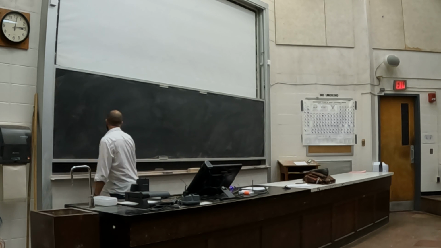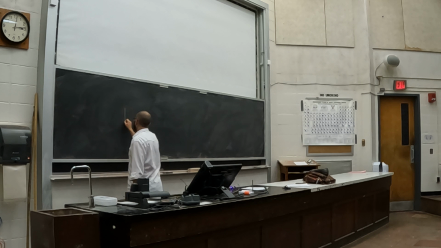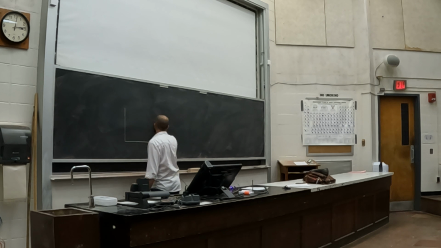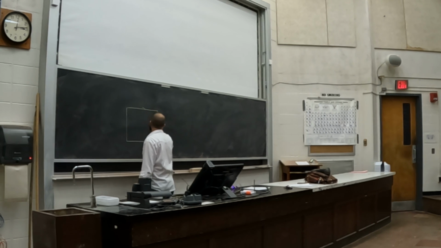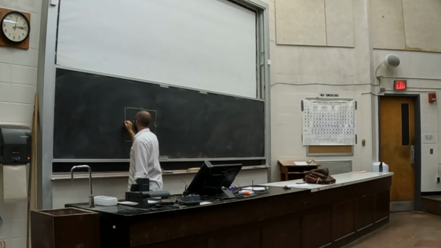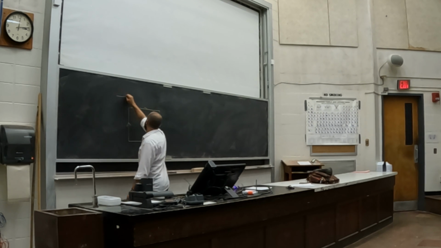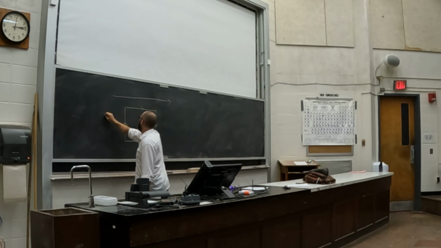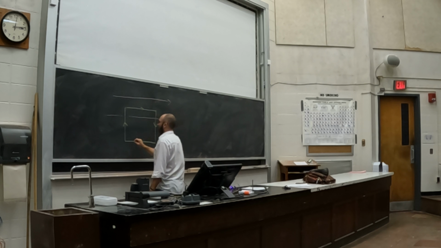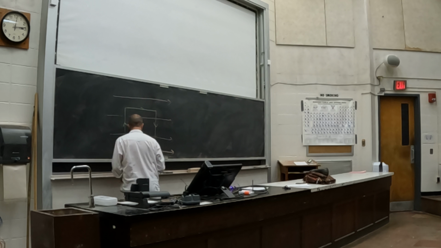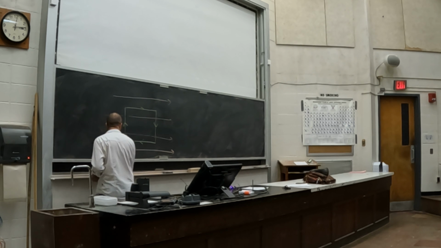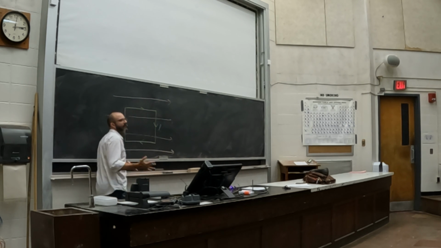Let's take a square loop of current. So let the current run this way. And I'm going to encase this in a background magnetic field. And this square is going to have side L, all sides.